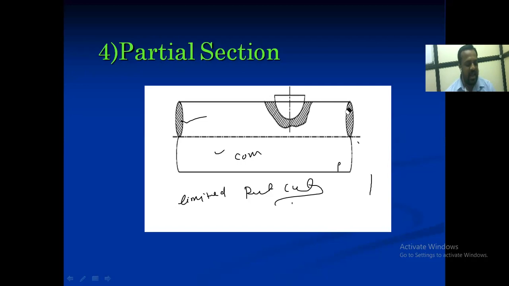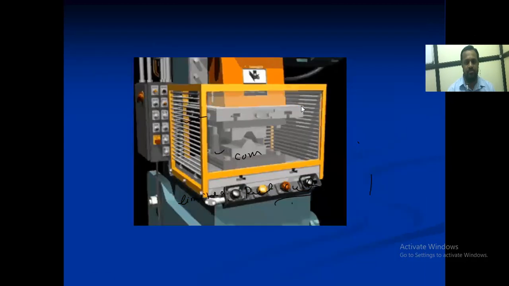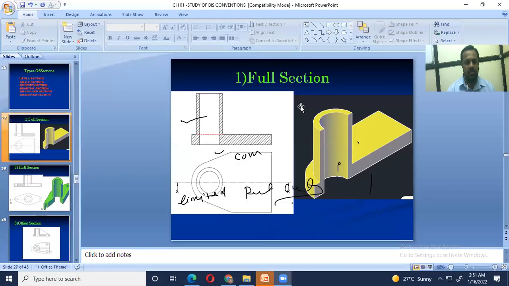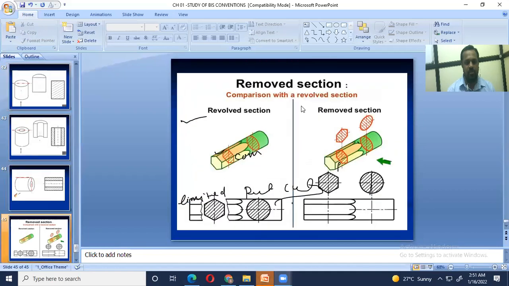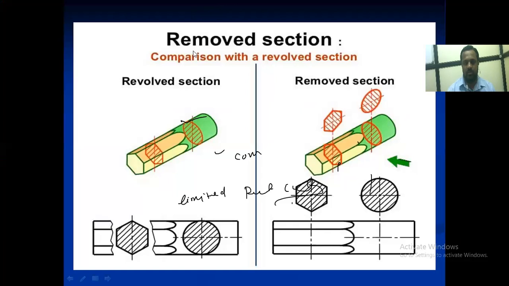Then the revolved section and removed section. In these, your cutting plane should travel perpendicular to its axis. In the revolved section we show the sectional view in that figure itself. In the removed section, again our cutting plane should travel perpendicular to its axis, and the sectional view we show apart from this figure or apart from this component.